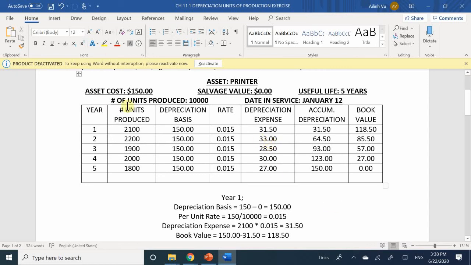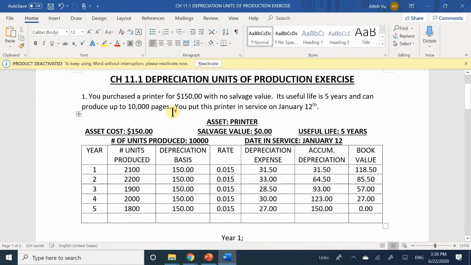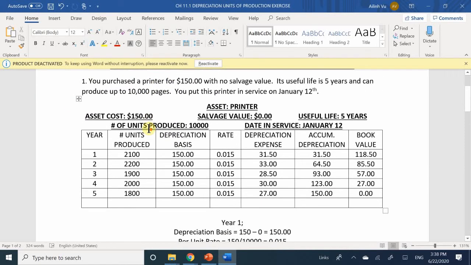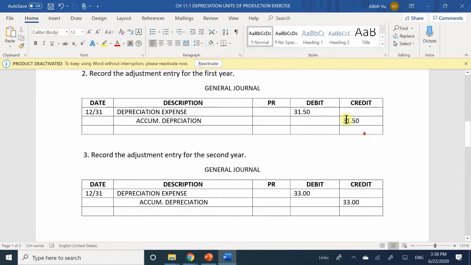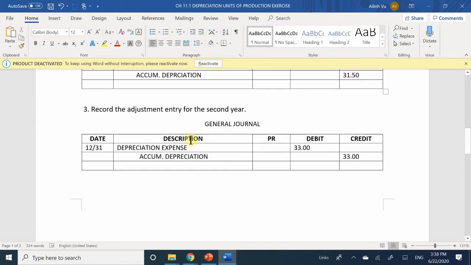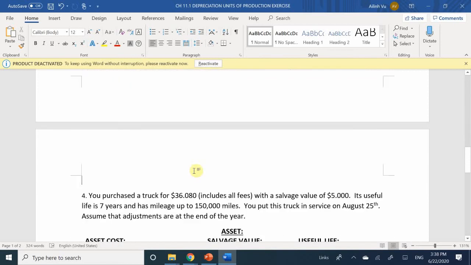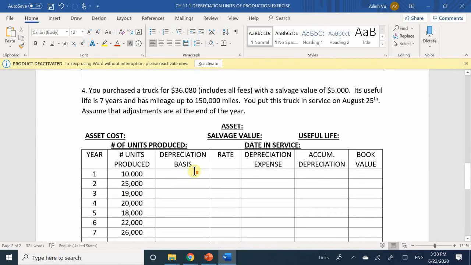So now we're going to be talking about the next problem. Here again, this is when we solve the whole table, right? We solved it completely 100%. And this is what happens when we need to journalize it at the end of the year. So let's dive into question number 4.